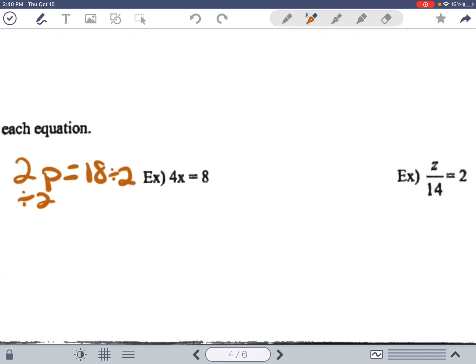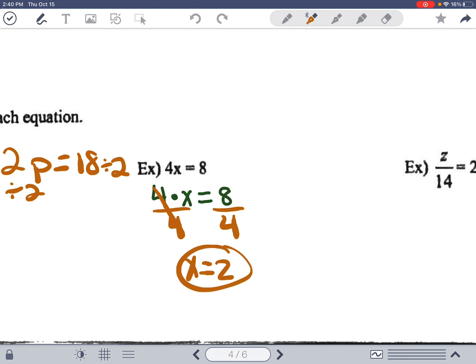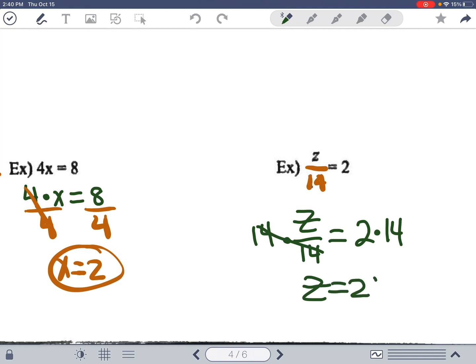The next example, 4x equals 8. So to undo that, we're going to divide by 4. Divide by the coefficient. X equals 2. The next one, we have z divided by 14. Now, I want to get rid of that 14 in the denominator, so I'm going to clear it out by multiplying, because the opposite of division is multiplication. So z equals 28. All right, there's some examples to work for you.